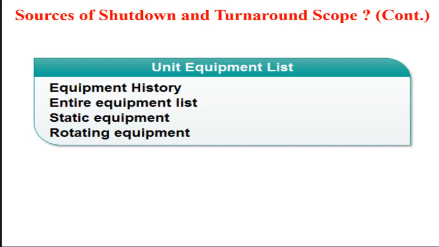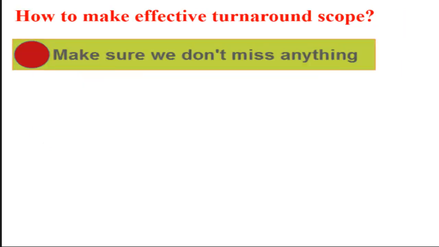Another important issue we have to mention here is how to make an efficient turnaround scope. After we identify what the aim of the scope is, what the meaning of the scope is, and what the source of the scope is, here are some effective recommendations about the turnaround scope.